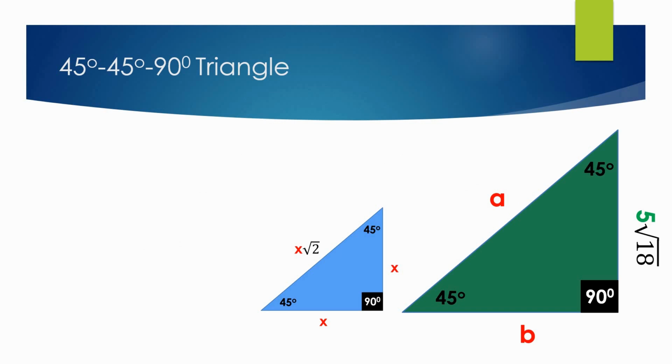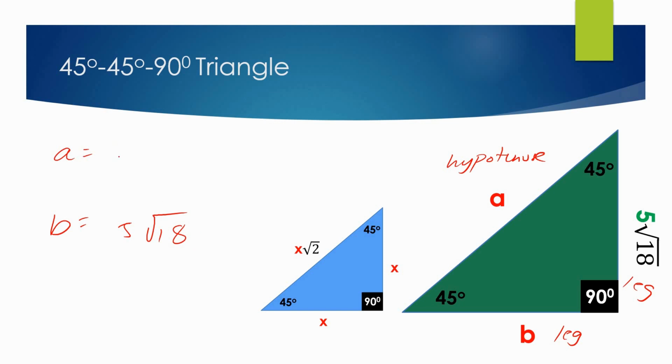For example, this one. Let's solve for the value of A and B. You can do A first, followed by B, but it's much easier since the legs are given. If you remember, both legs have the same measurement. So, A is your hypotenuse, while B is your leg. Since this is also a leg, they have the equal measurement. So, B will be 5 square root of 18 as well.